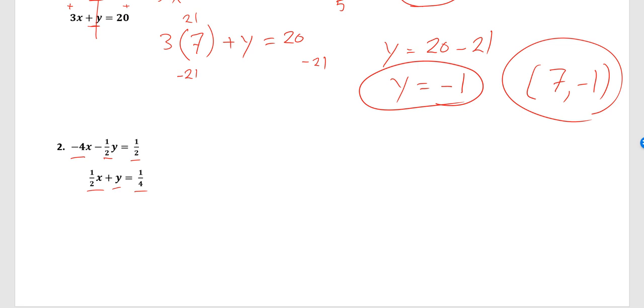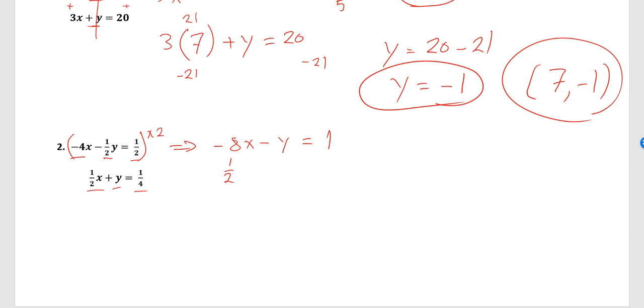So what we could do is, if we multiply the first equation, you can make whatever choice you want. The goal is to just make it simpler, right? Not have to add as many fractions in this case, because we have multiple coefficients that are fractions. So let's just multiply the first equation by 2. What do we get? We get minus 8x minus y equals 1. So that looks much nicer, right?